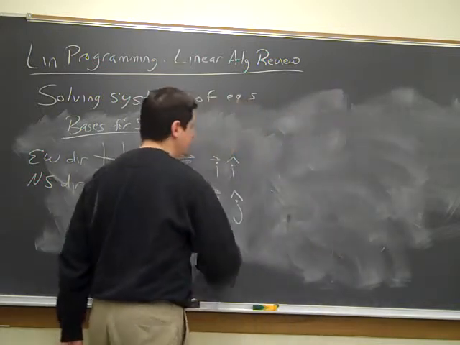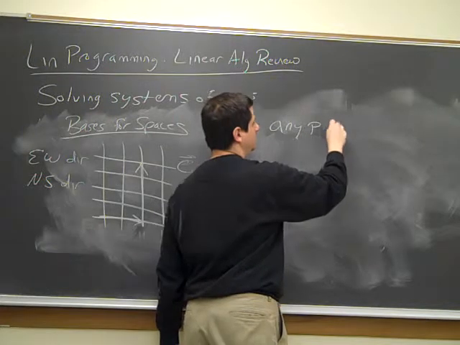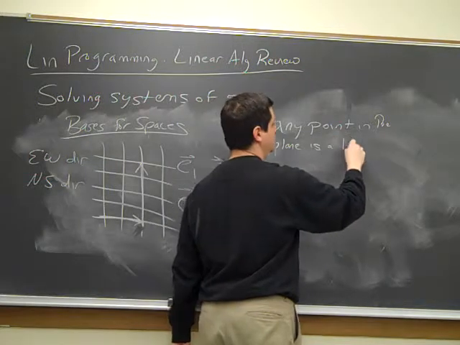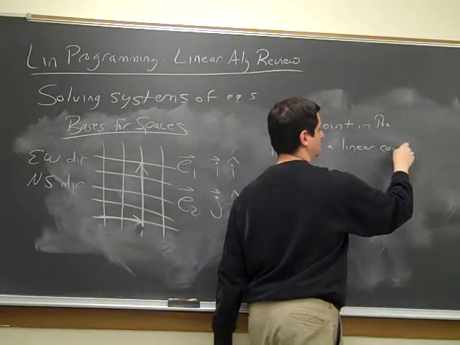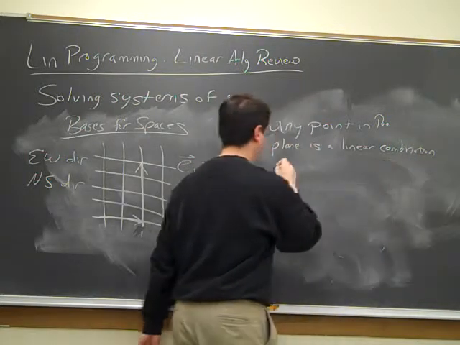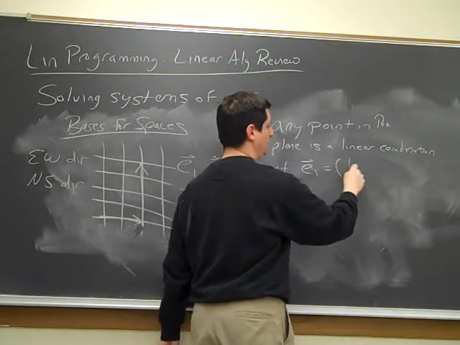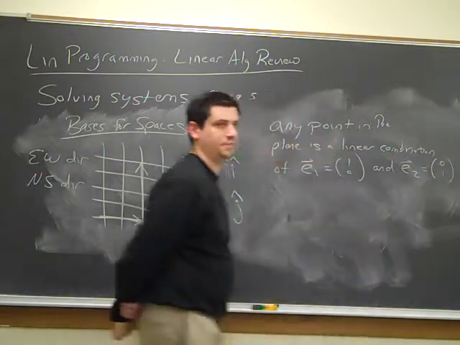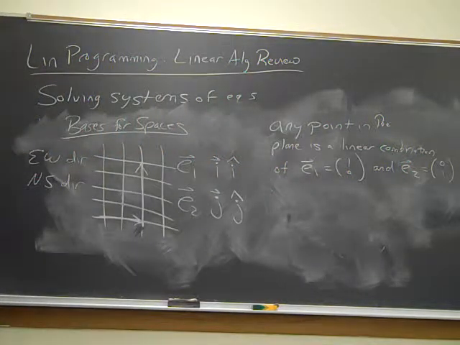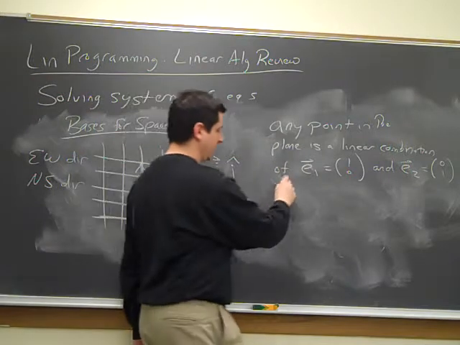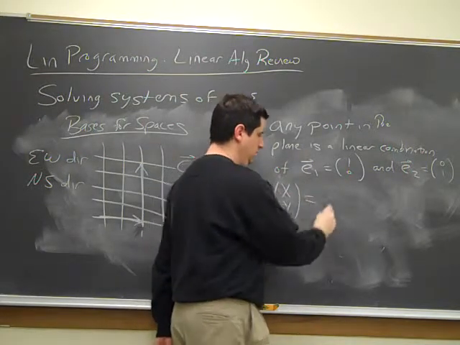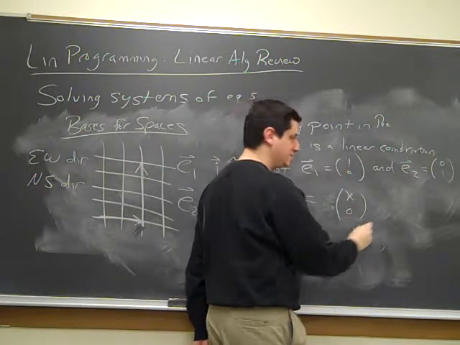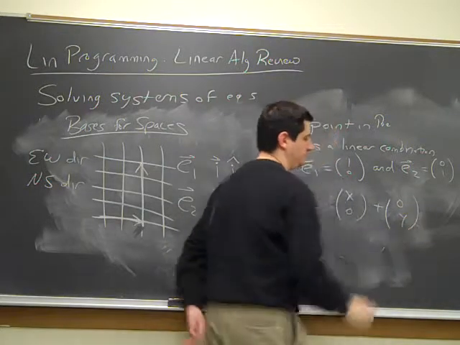And so the idea is any point in the plane is a linear combination of the vectors e1, which is (1, 0), and e2, which is (0, 1). So I can write anything as a combination of these two. And so a general vector (x, y), I can write as the vector (x, 0) plus the vector (0, y).